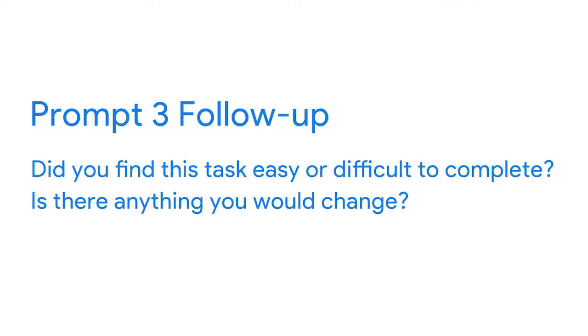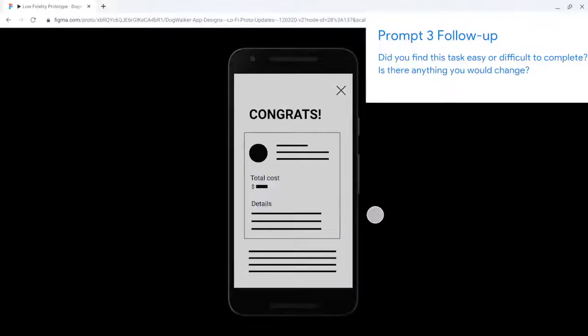Prompt 3, follow-up. Did you find this task easy or difficult to complete? Is there anything you would change? Yeah, I mean, it's kind of crazy that the app booked the dog walker without letting me review what I was going to book. I was just trying to click around, not actually confirm anything. I can imagine if I was using the app with my real credit card details, I would definitely want to be able to review and confirm the dog walker and the time I want to schedule before actually confirming.